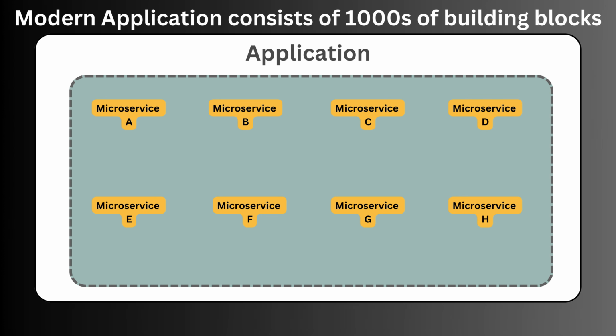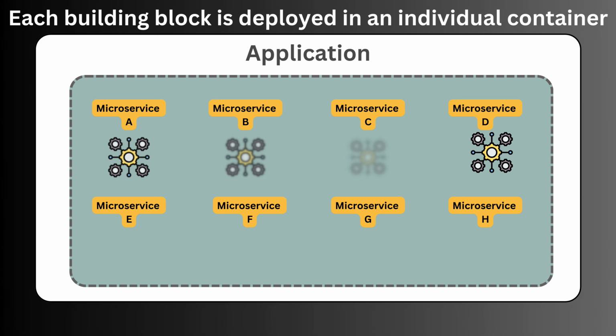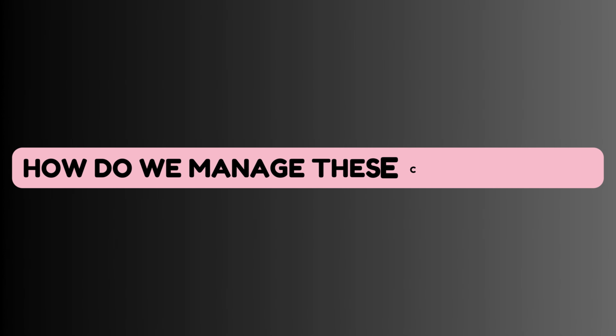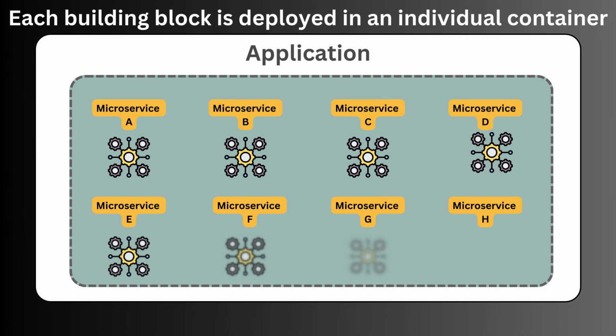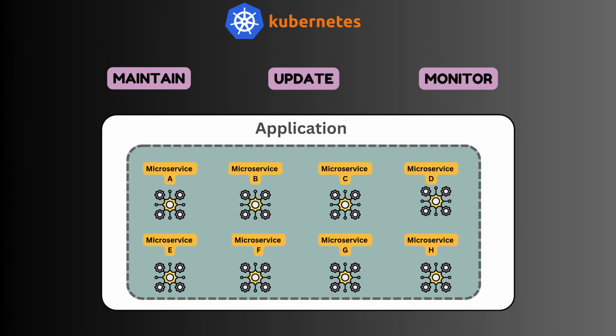This introduces a crucial question: how do we deploy, maintain, and update them? The answer is, of course, via containers. Each component is deployed or delivered in its own container, which includes all the prerequisites needed to run that component. How do we manage all these containers and ensure that they operate correctly and keep their versions up to date? This is precisely the role Kubernetes plays. Kubernetes takes care of maintaining, updating, and monitoring containers running your microservices.